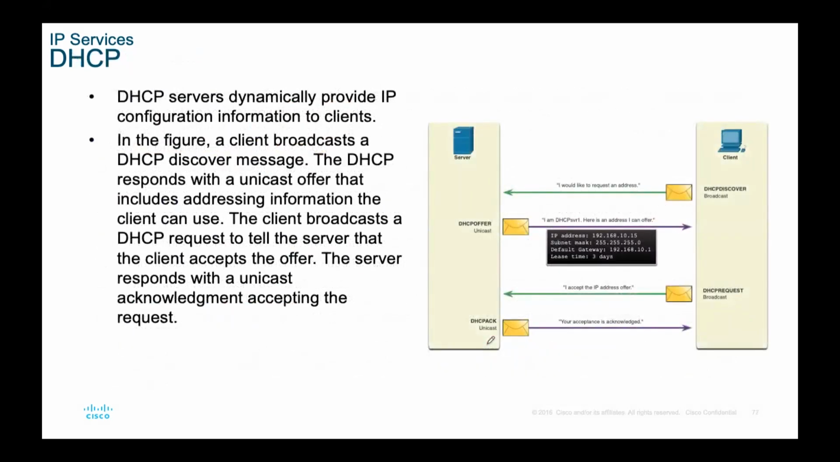So DHCP. A DHCP server dynamically provides IP configuration information to clients. In the figure, a client broadcasts a DHCP discover message. The DHCP server responds with a unicast offer that includes addressing information the client can use. The client broadcasts a DHCP request to tell the server that the client accepts the offer. The server responds with a unicast acknowledgement accepting the request.